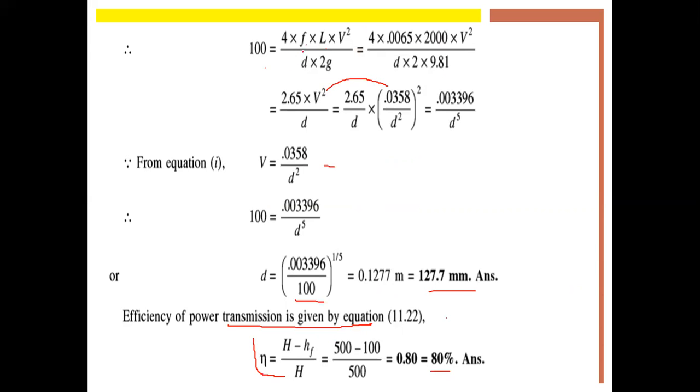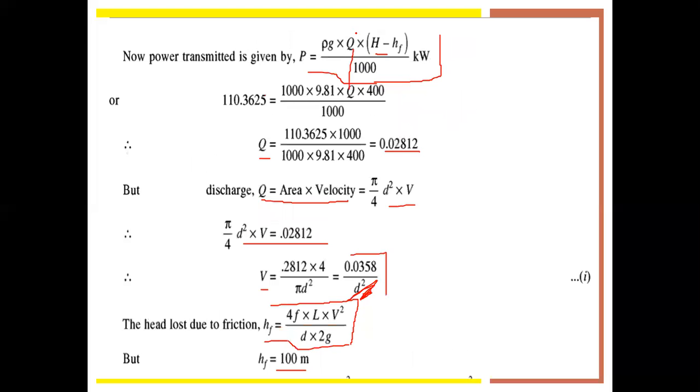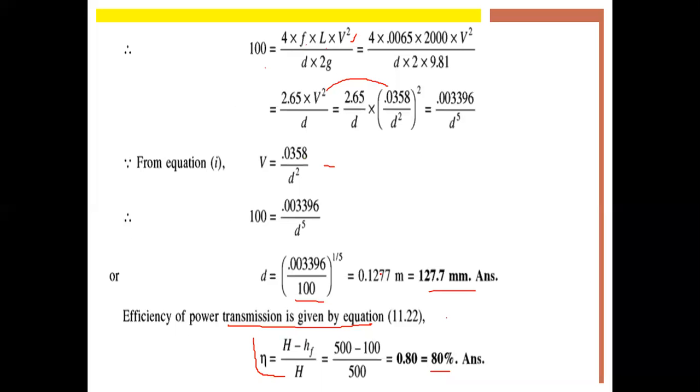After substituting the values in the formula, we don't know the V value. The V value we took earlier, we got as this one. Now keeping this V value at this point, we get the value like this. So 100 is equal to 0.003396 divided by d to the power of 5. Therefore, D is equal to 127.7.